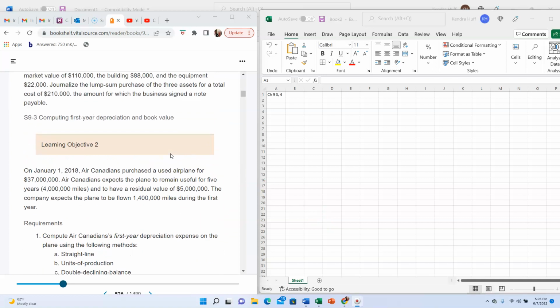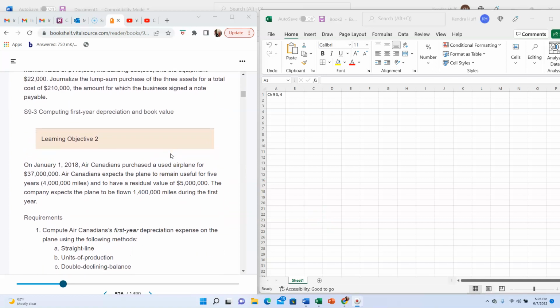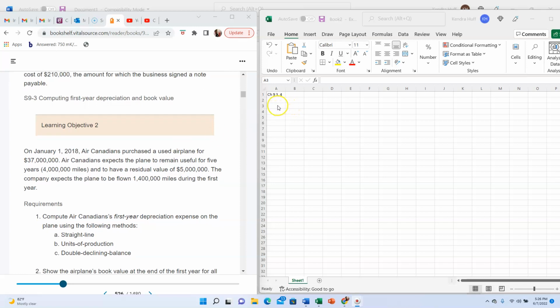Chapter 9, homework. We have to do numbers 3 and 4. All right, number 3, computing first year depreciation and book value.